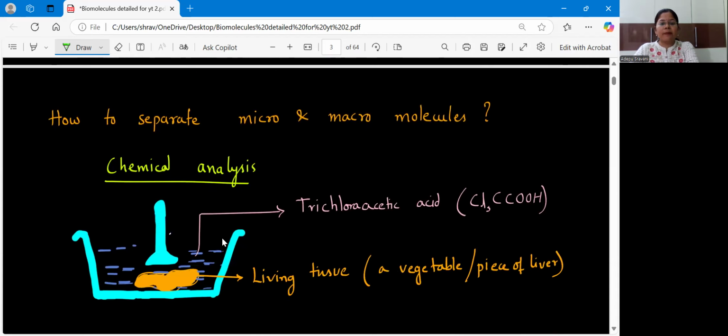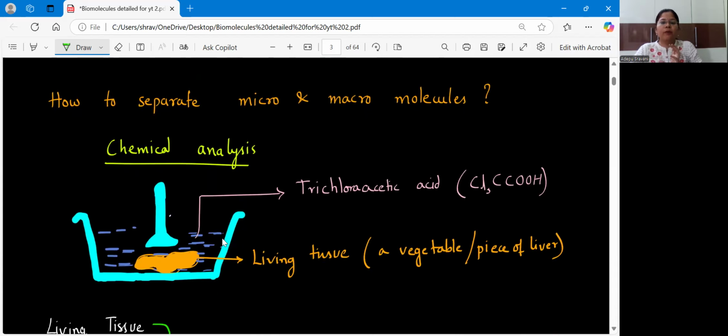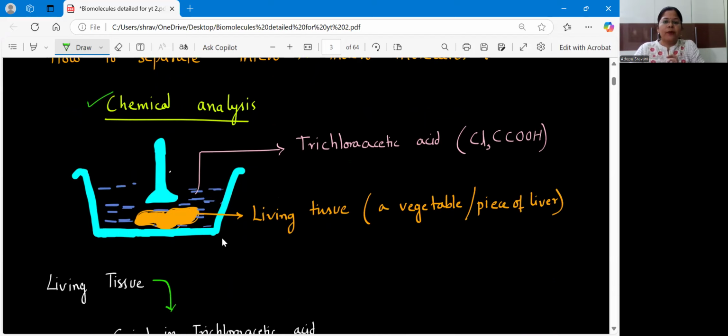Now, the next topic we are going to discuss is how to separate these biomicro and biomacromolecules. As I've told, we do something called chemical analysis, with which we will be able to tell which of the molecules are macro and micro. Now, coming to the experiment, what we have to do here is take a living tissue. This living tissue can be a vegetable if it is plant-based, and if you want to take any animal part, you can take a piece of liver or any other organ. If you don't want to touch the animal parts, simply you can take a vegetable or a leaf.